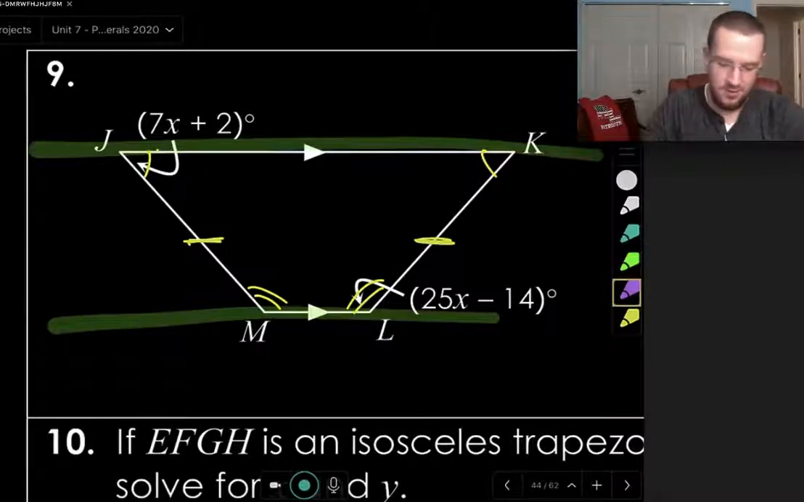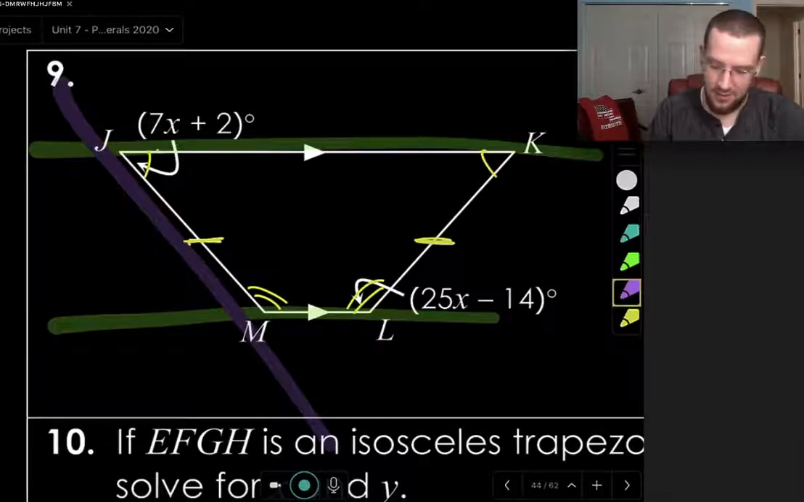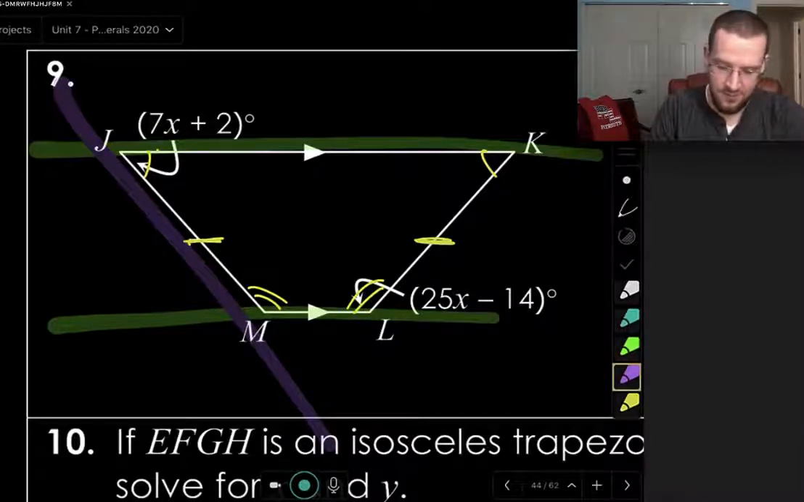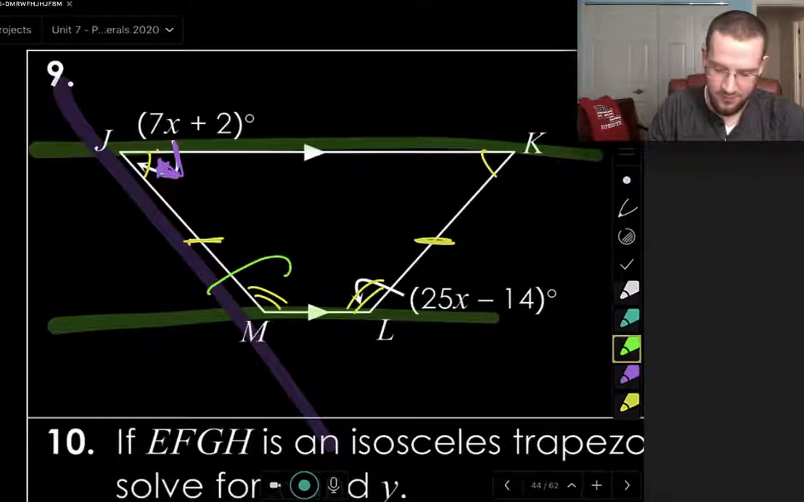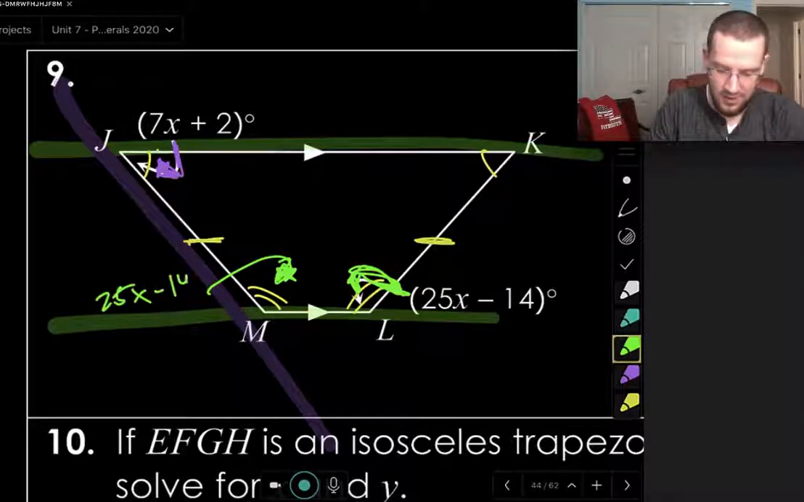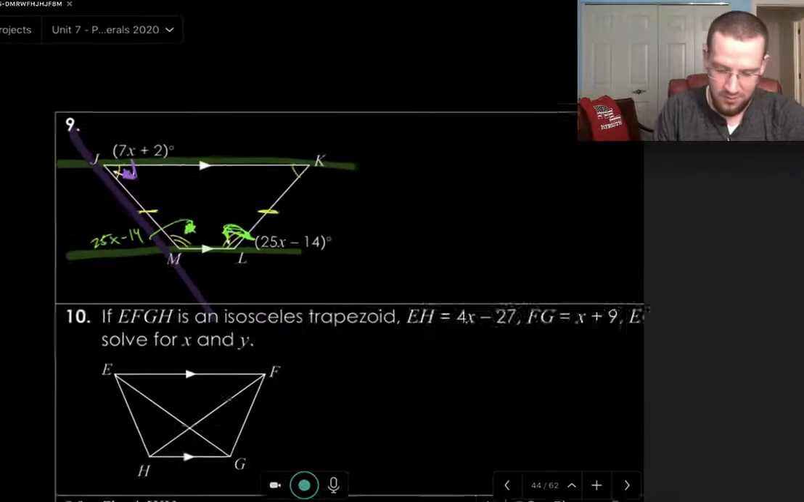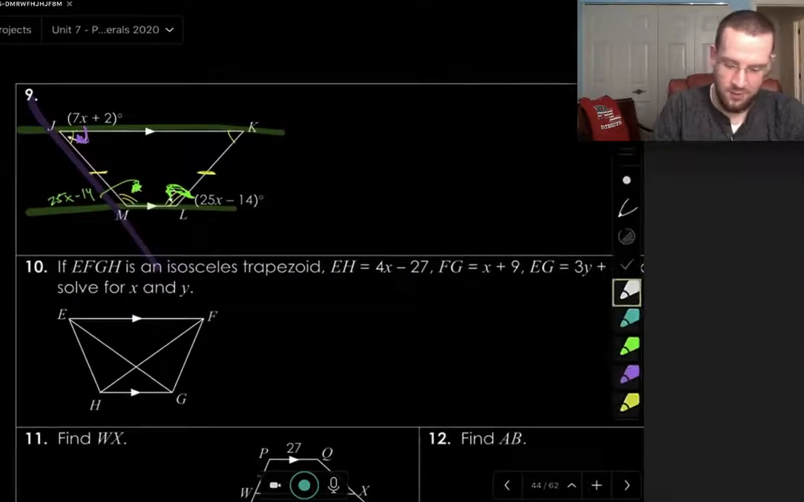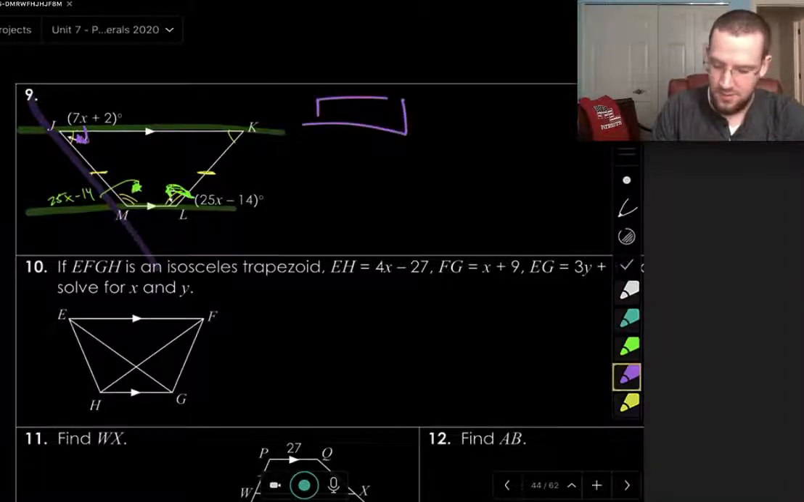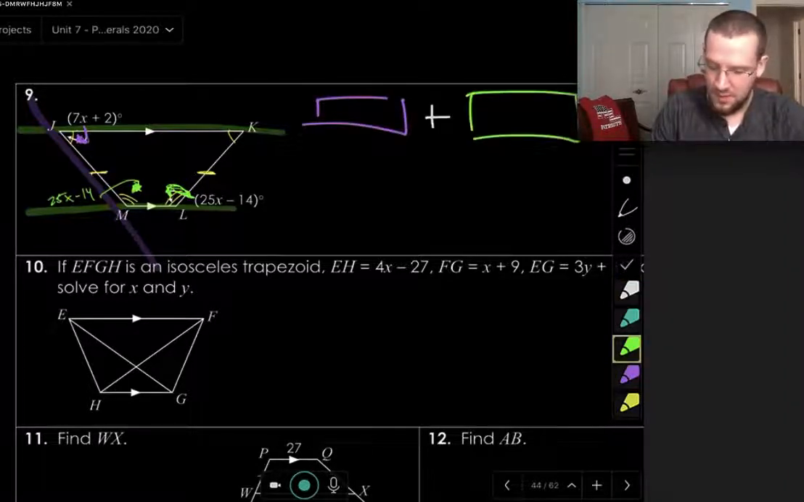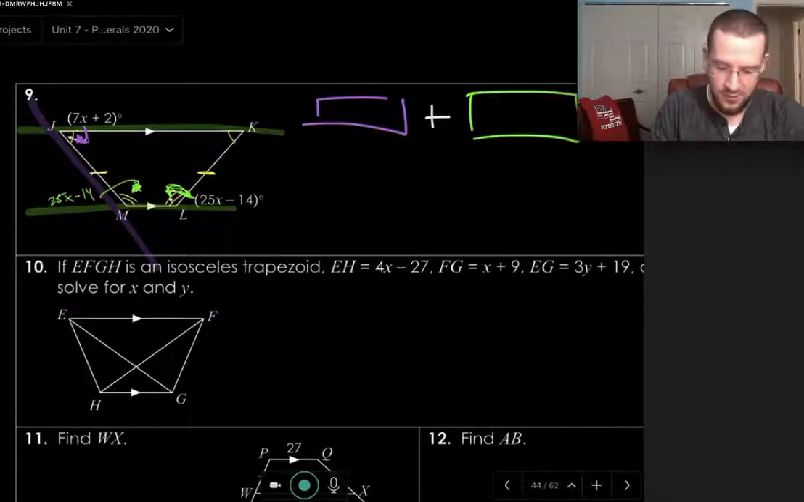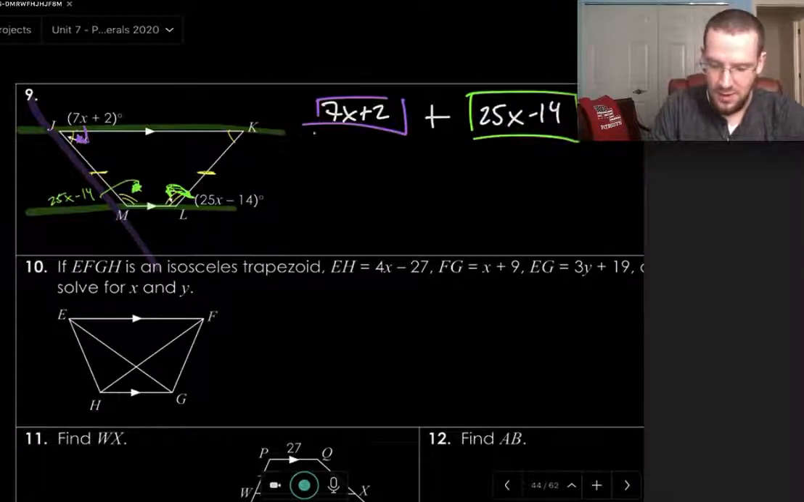Now, if we just look at our parallel lines cut by the transversal, we can see that this is the measure of angle 1. Measure of angle 1 is here, measure of angle 2 is over here. Notice that these are both the measure of angle 2, and so this is also 25x minus 14. We know that the measure of angle 1 plus the measure of angle 2 is 180, so we can take our purple one plus the green one equal to 180. This is 7x plus 2, and this is 25x minus 14, and we can combine like terms.